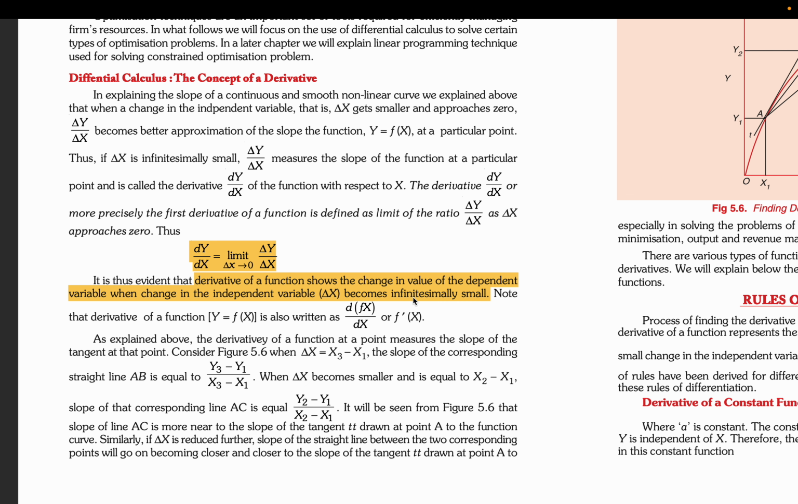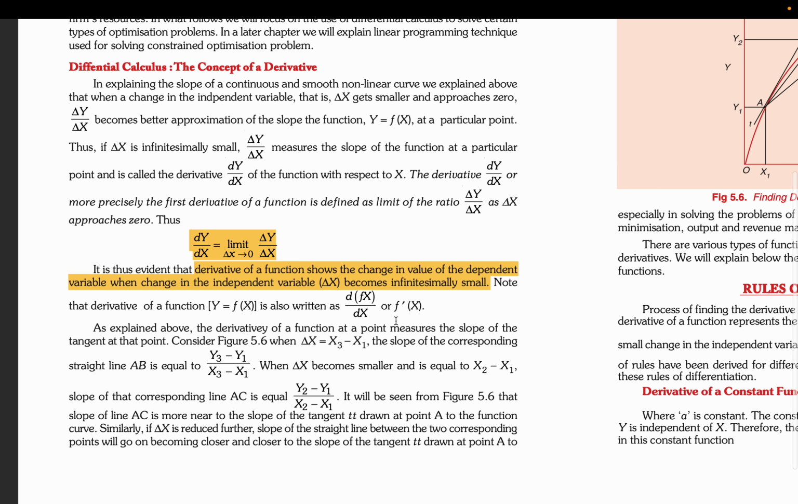Just that particular thing rephrased yet again, same thing said twice. Note that the derivative of function y equal to f of x is also written as, so of course you can write it like this as well. Y is equal to f of x, so either you can write dy by dx, or you can write d of f of x upon d of x, which is also one connotation we studied in school as well. As explained above, the derivative of a function at a point measures the slope of the tangent at that point. We've studied this just right here.